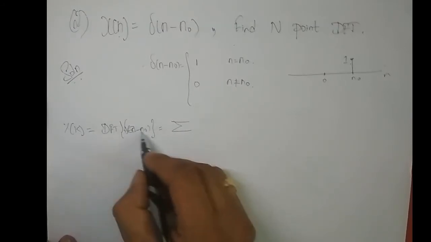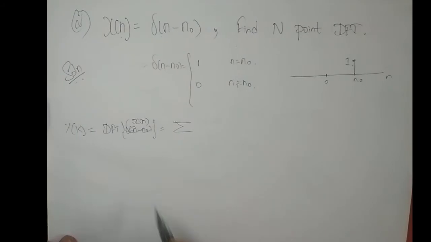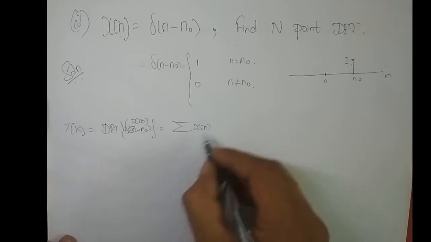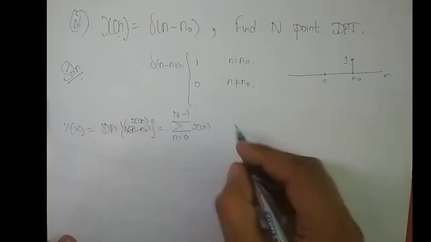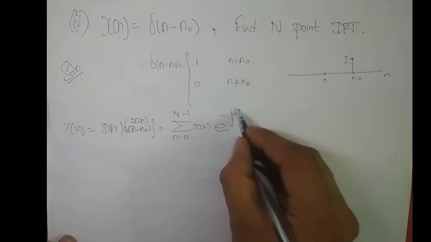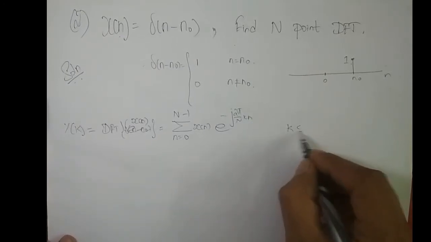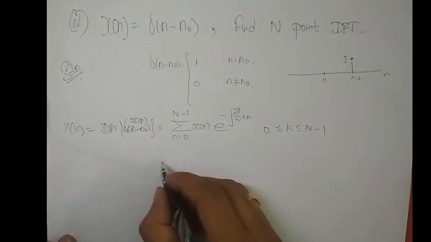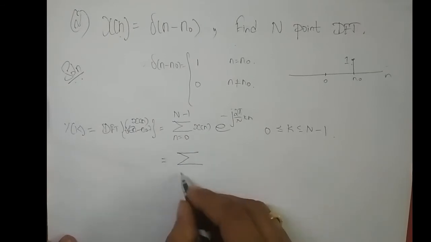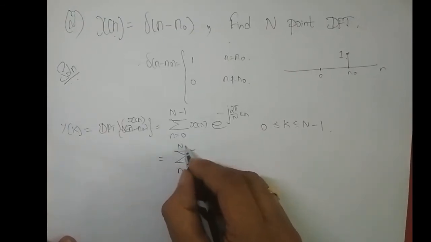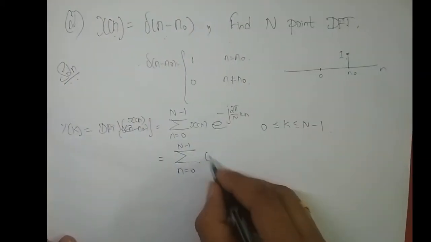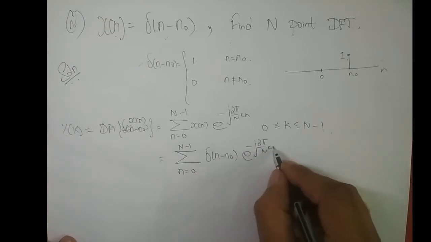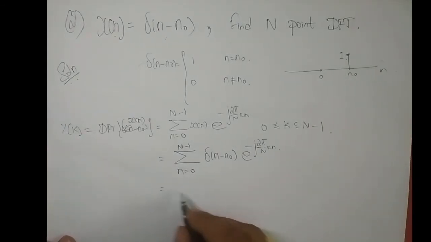Sorry, so this is the DFT of x of n. So what is the DFT of x of n? It is X of k, and what is its formula? Summation x of n, where n is varying from 0 to N minus 1, e power minus j 2 pi by N into kn, where k is taking the value 0 to N minus 1. So this is equal to the summation n varying from 0 to N minus 1. What is x of n? x of n is delta of n minus n naught into e power minus j 2 pi by N into k into n.